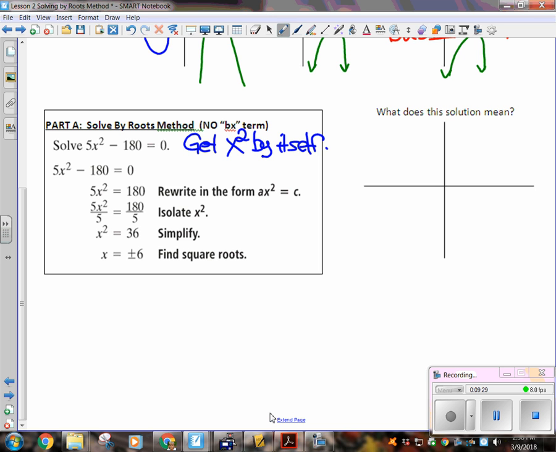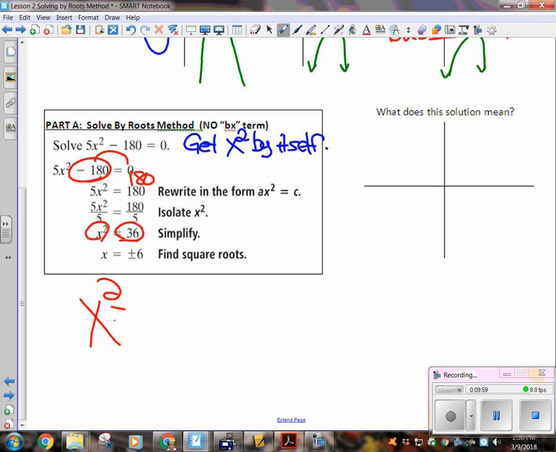Here we go. We're going to get x squared by itself. What's the first thing they did? They moved negative 180 over and made it what? Positive 180. They moved it to the other side. Then they had to do what? They divided by 5. And the idea is they got x squared, nothing but x squared, equal to 36. Does everybody see that step?